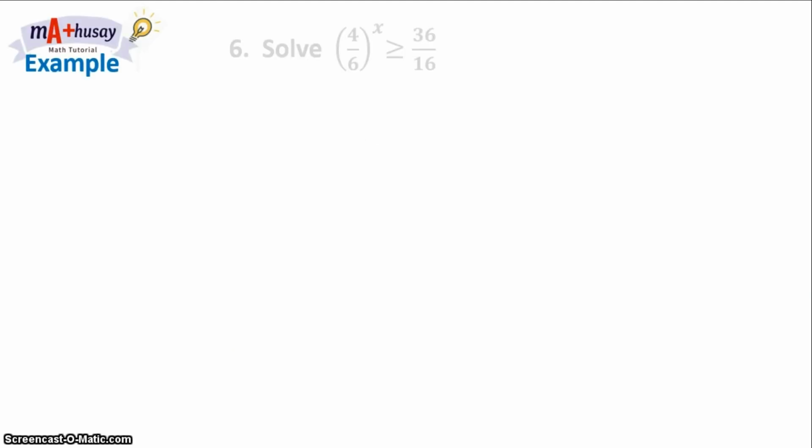Let's take the last example. Solve for x. 4 over 6 raised to x greater than or equal to 36 over 16. So, kung mapapansin ninyo, yung base ng expression na nasa left side ay 4 over 6. Yung expression naman na nasa right side ay 36 over 16. Ang 36 over 16 ay pwede nating i-rewrite into exponential form na kung saan yung magiging base ay 4 over 6. So, to do that, ay a-apply natin ang negative exponent rule.